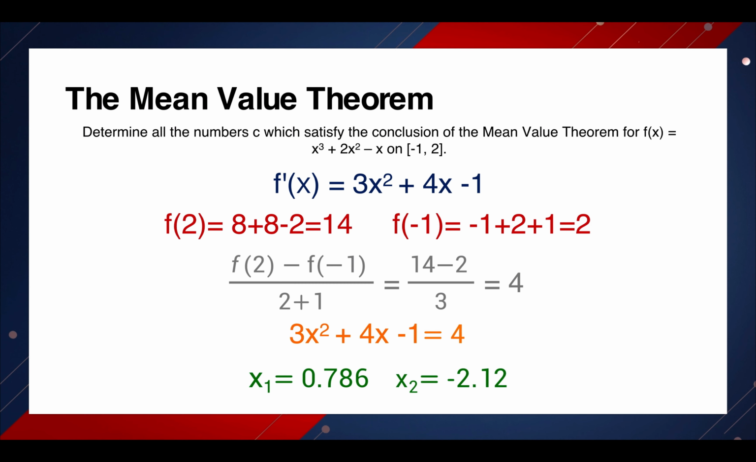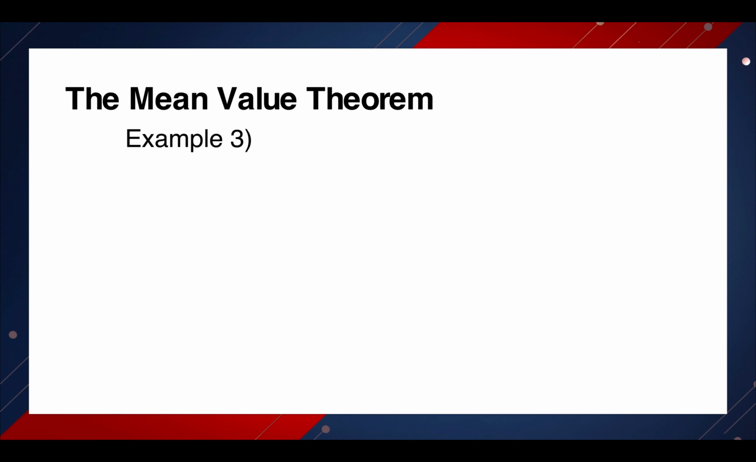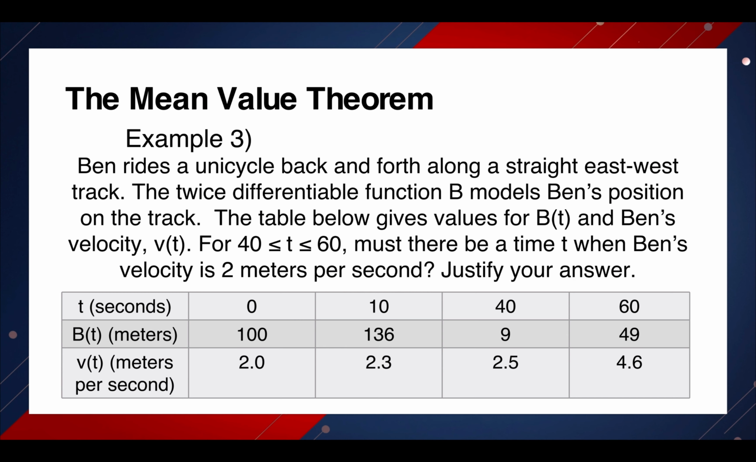By solving this equation, we know two x values that satisfy this question. The first x value is x is equal to 0.786, and the second x value is equal to negative 2.12. Moving on to the third example for the mean value theorem.